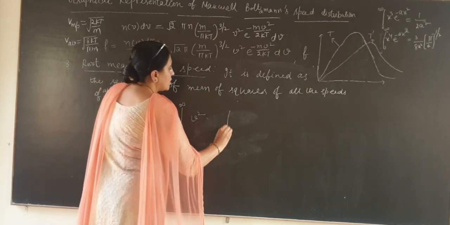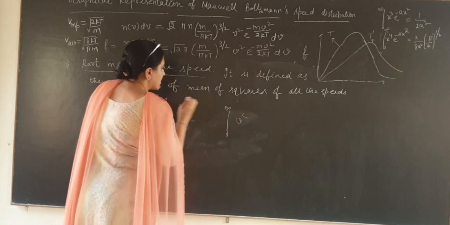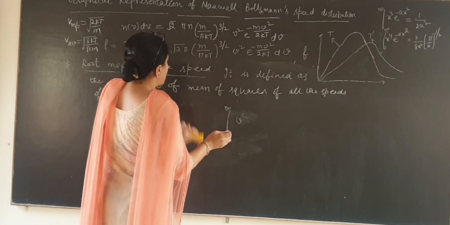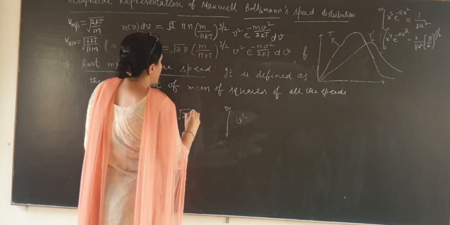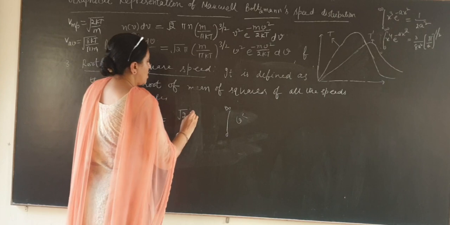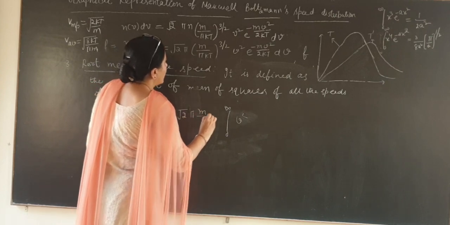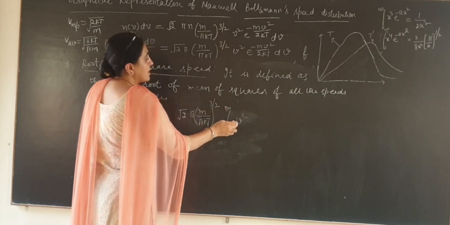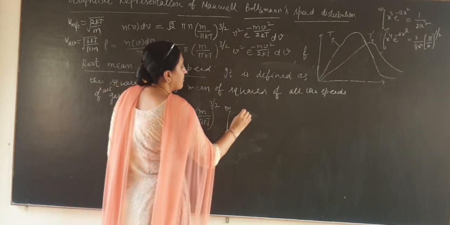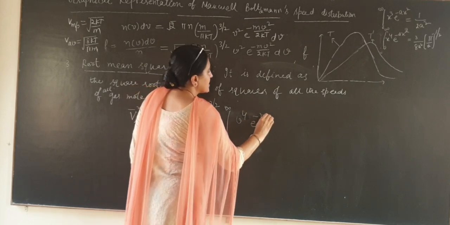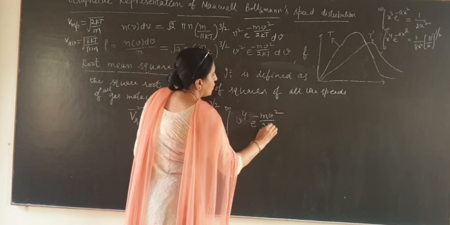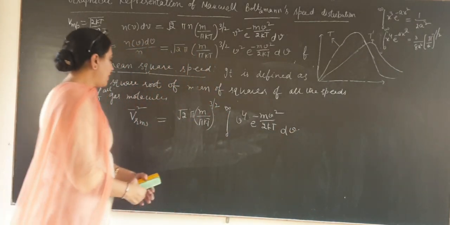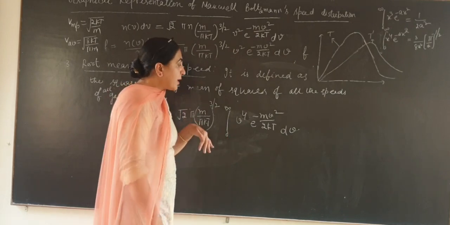I write here ∫ from 0 to infinity v². Put the value of n_v dv, with the constant terms outside. The constant terms are 4π (m over 2πkT) raised to power 3 by 2. v² is here, so it becomes v⁴ e raised to power minus mv² upon 2kT dv. So this is our integration. Now we have to solve this integration. How can we solve it?